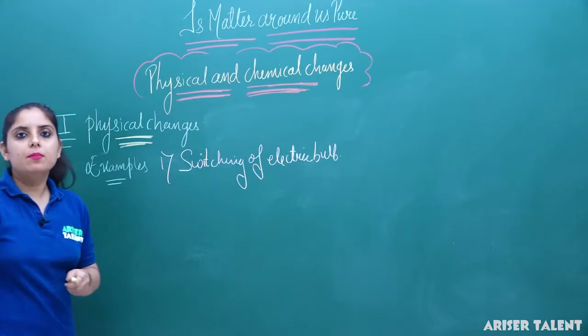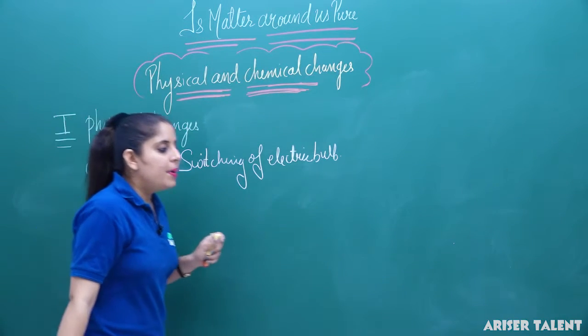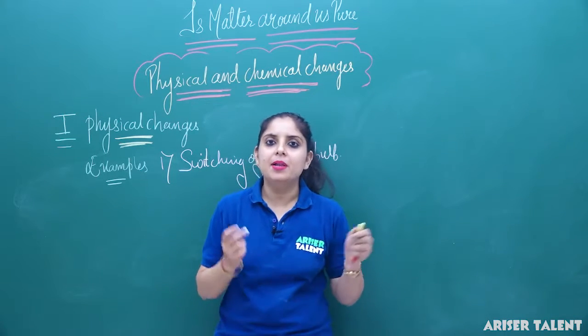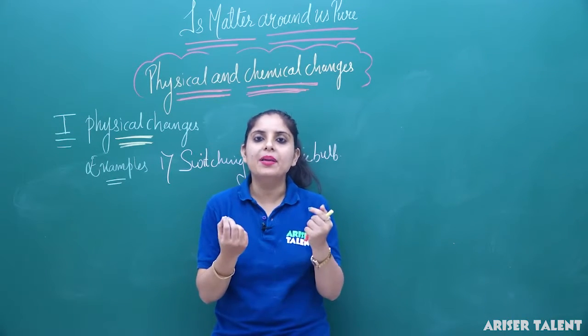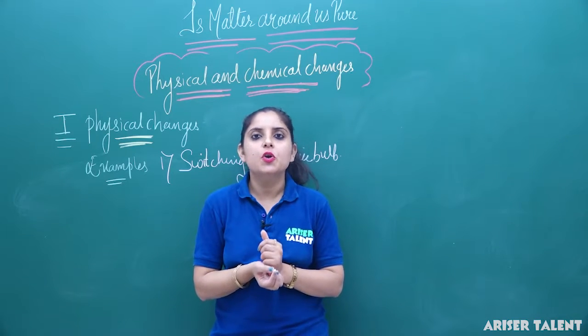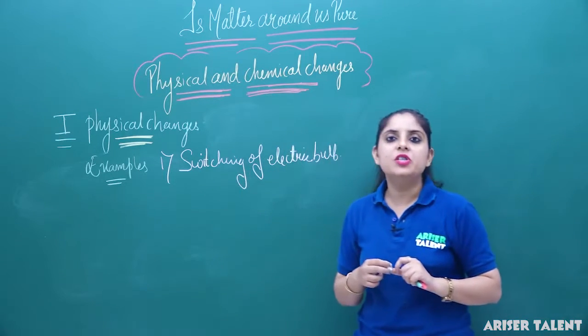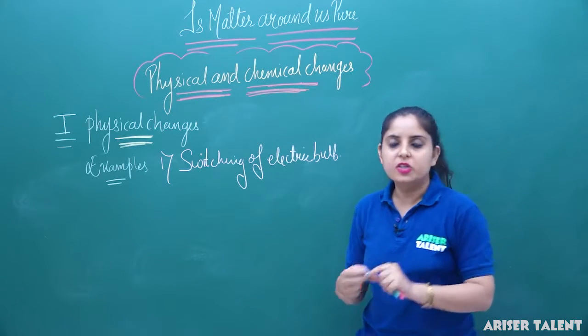Switching off electric bulb. If you press the button and you switch on the electric bulb, you can see that the bulb will start glowing. So no chemical properties of the substance change, only the appearance of a substance is changing. So you can say that the switching of electric bulb is a physical change.